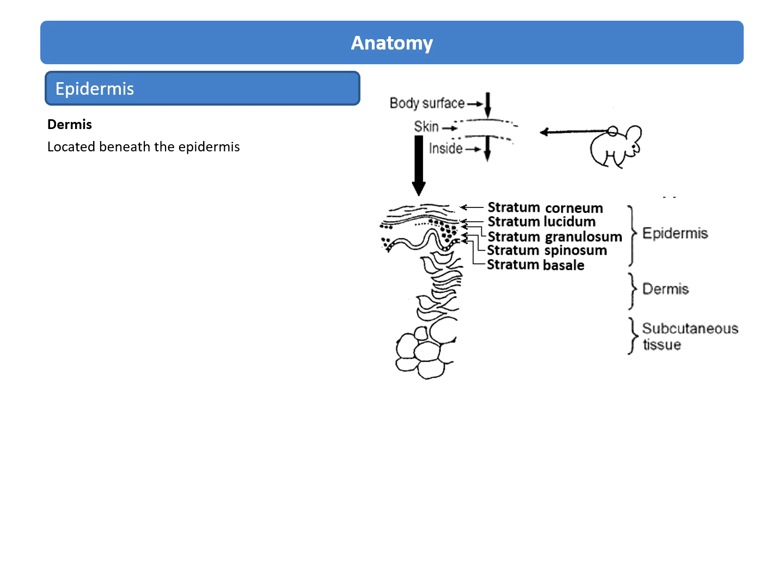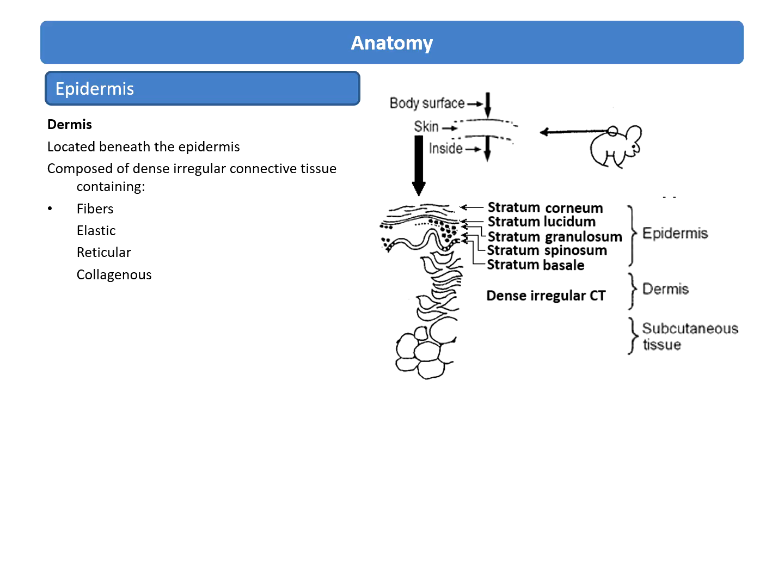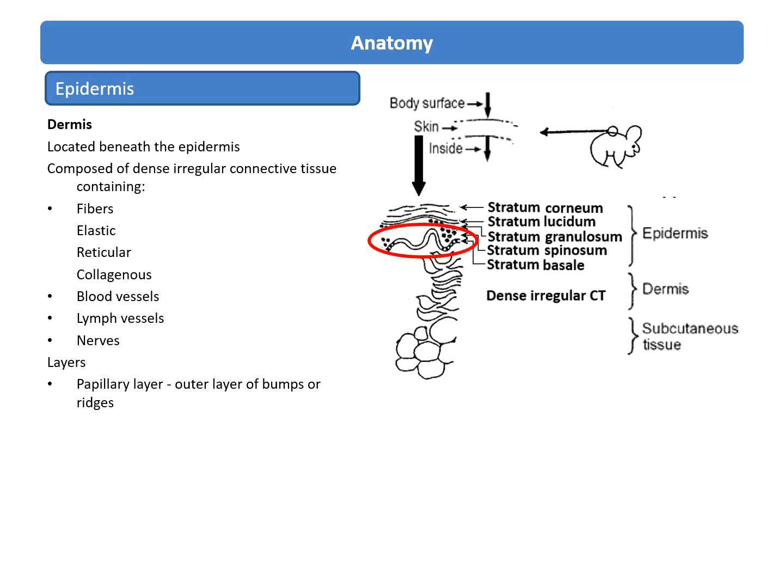The second layer of the skin is the dermis. It's located beneath the epidermis. It's composed of dense, irregular connective tissue containing fibers, elastic, reticular, and collagenous fibers, blood vessels, and lymph vessels. It also has nerves.